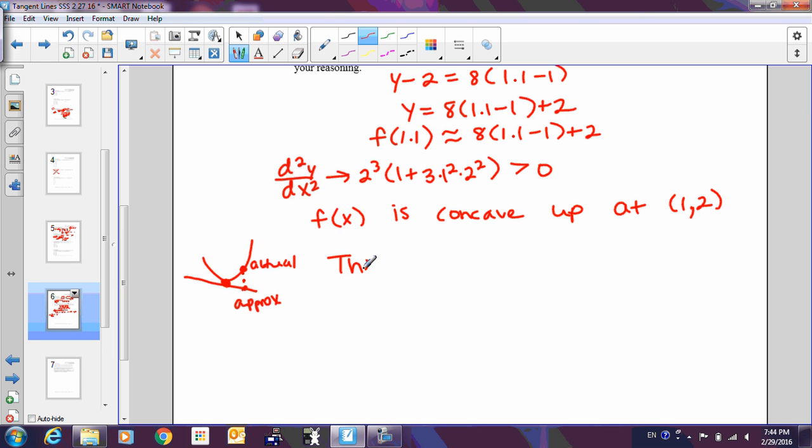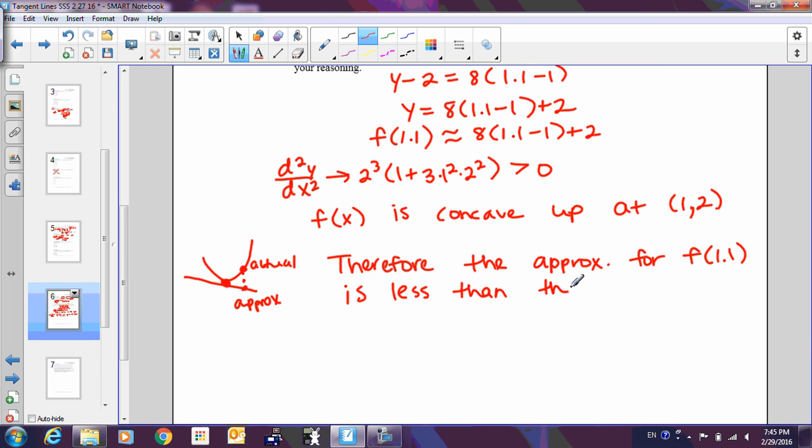Okay, so let's wrap this up. Therefore, the approximation for f of 1.1 is less than the actual value of f of 1.1. And you don't really have to say because of this. We've shown all our work up here. It's for this reason.